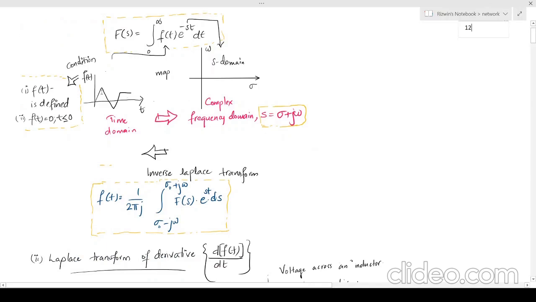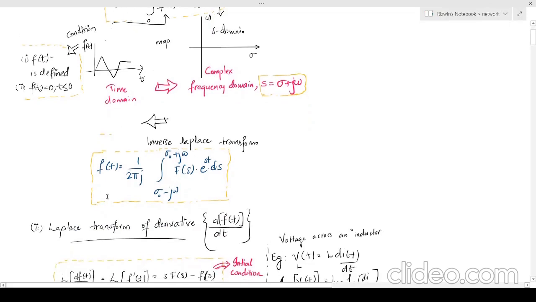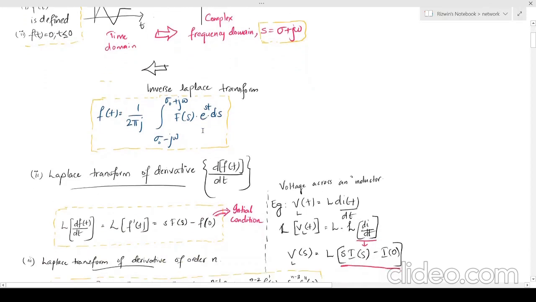Because the f of t can be mapped into an S domain, there exists an inverse Laplace transform, which is given by f of t is equal to 1 by 2 pi j, integral from sigma minus j omega to sigma plus j omega, F of s e raised to st ds. The complex frequency domain is given as s is equal to sigma plus j omega, where the complete domain in S is just a complex frequency domain. It's not the frequency that we have dealt with in AC circuits, it's a complex variable.